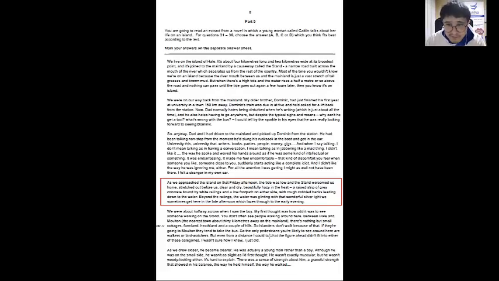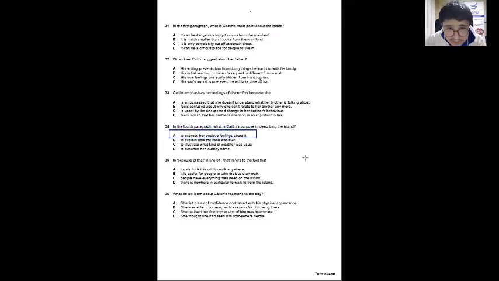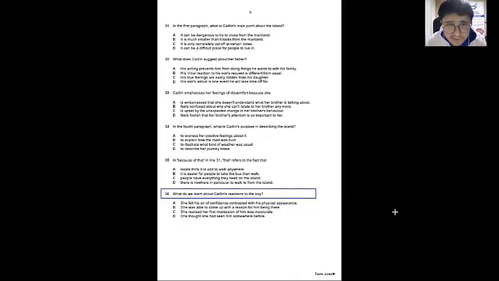Something that will be relevant is actually right here. She shares some positive expressions. Basically, she describes this because she likes it. We are going to see that option. So the idea here is in letter A, to express her positive feelings about it. Finally, we are going to focus on question number 36, the last question of this section. What do we learn about Caitlin's reaction to the boy? We are going to see which is the correct answer among these alternatives.